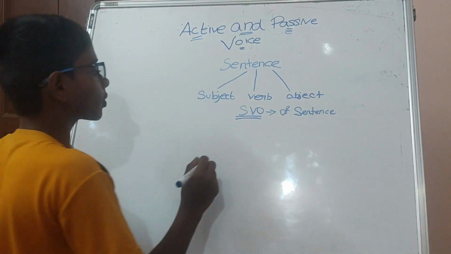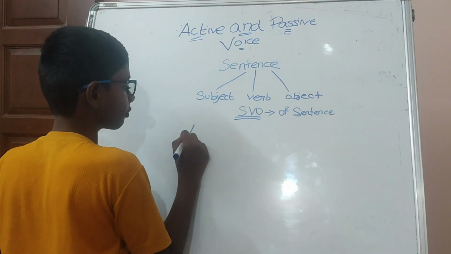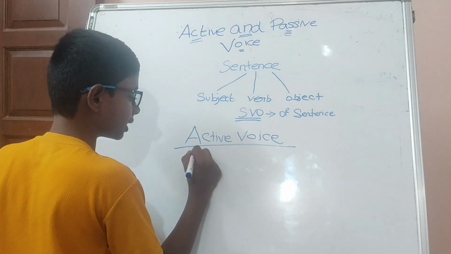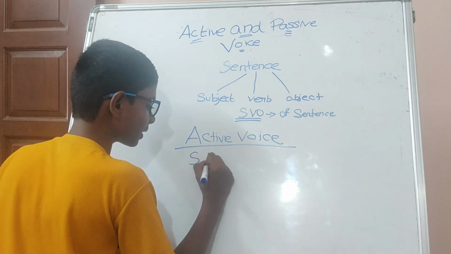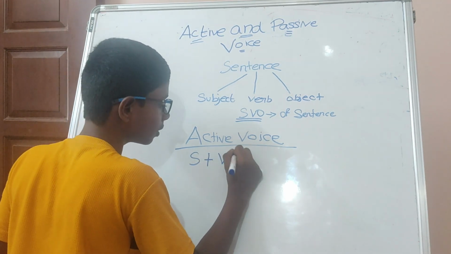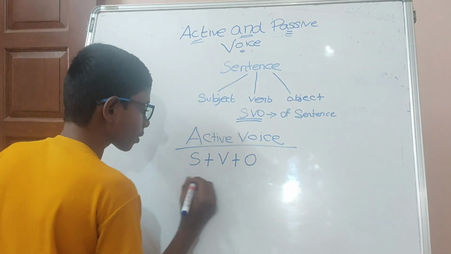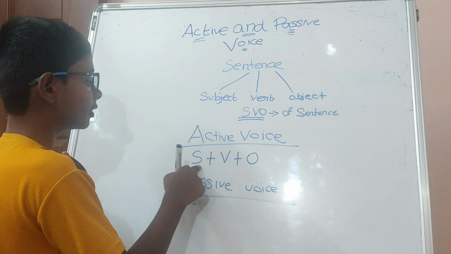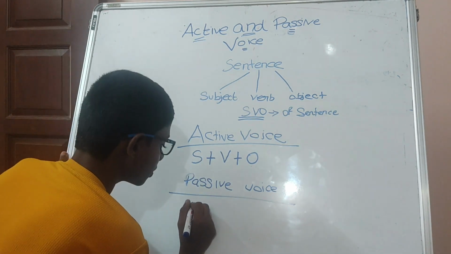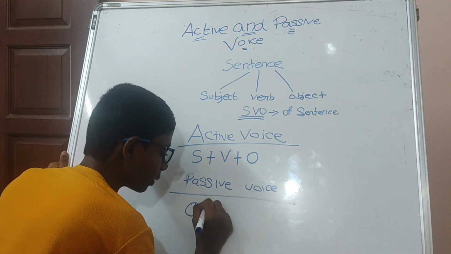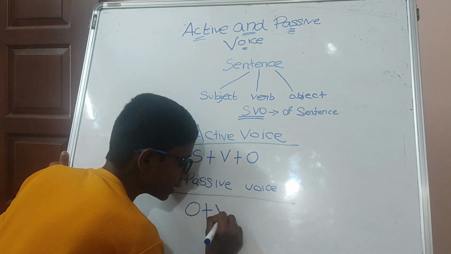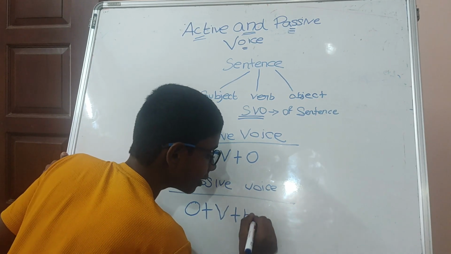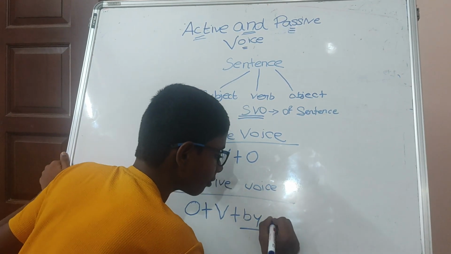Okay guys, now let's look at active voice. When we look at active voice, it is basically in this order: subject plus verb plus object. And now when we look at passive voice, there's the catch. The subject will come to the object's form. So here the sentence would start with the object and it has the verb, and there is another important thing here. In the subject, there will be by before the subject.